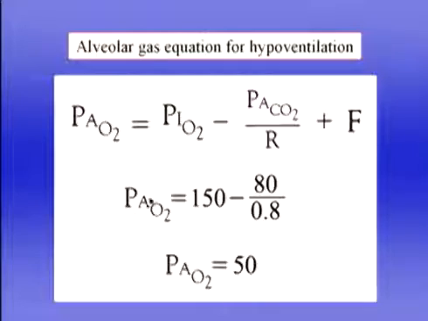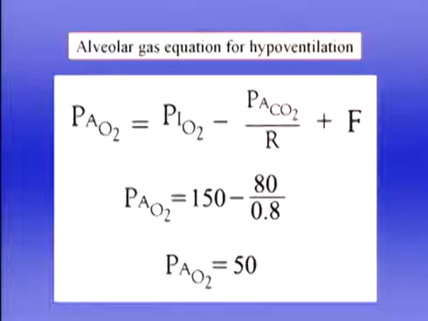So here we've got an equation where the alveolar PO2 is equal to 150 minus 80 over 0.8, which is 100, gives us an alveolar PO2 of 50. So that's the way in which we look at the fall in alveolar and therefore arterial PO2 in a situation of hypoventilation. Now here's a nice little problem.